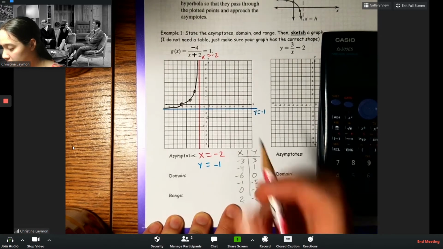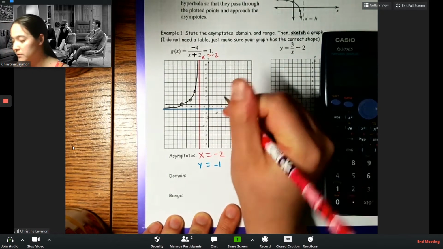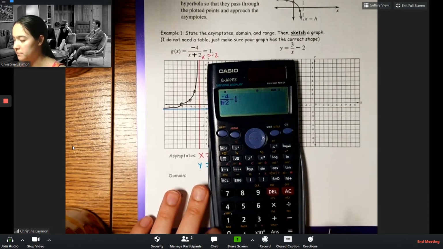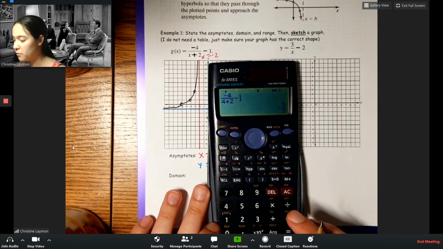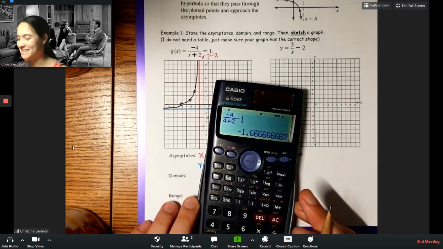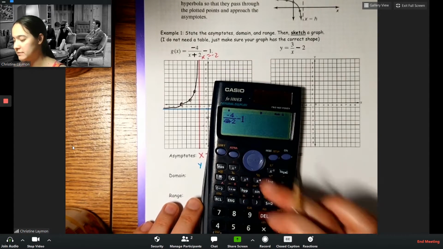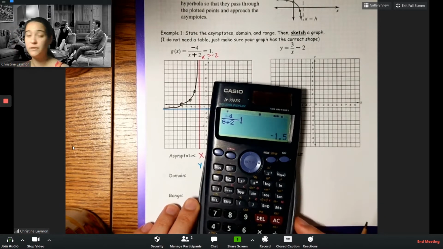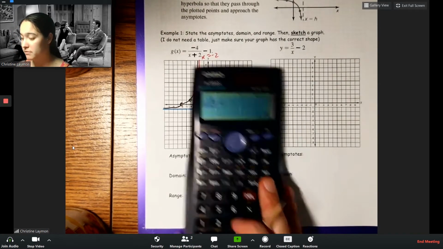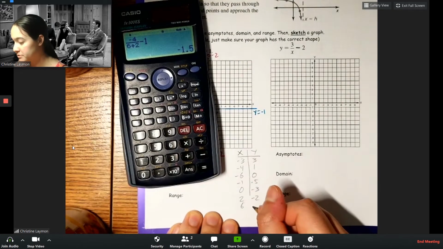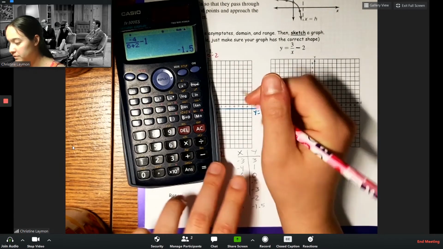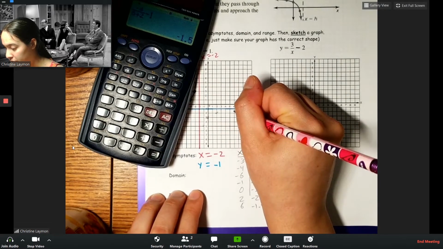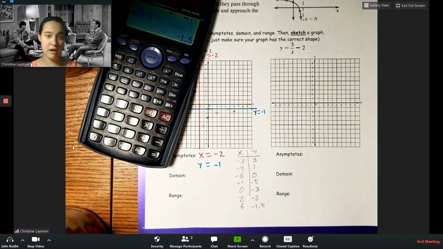So again, this one here was from 2, -2. And let's go ahead and go out another. Let's go ahead and look at 4. 4 gives us -1.66. Not very nice. Let's look at 6. That's -1.5. That's okay. We can do that one. So 6 is -1.5. Again, this line is at -1, so -1.5 is right there.